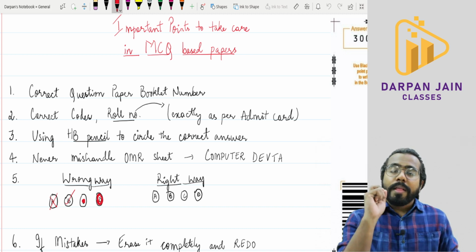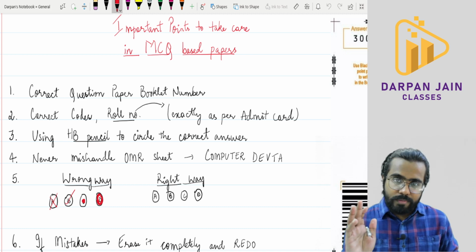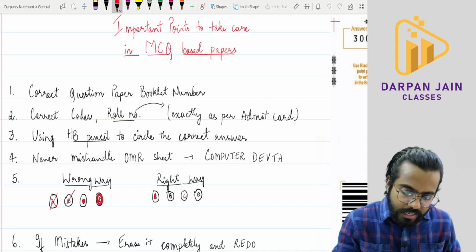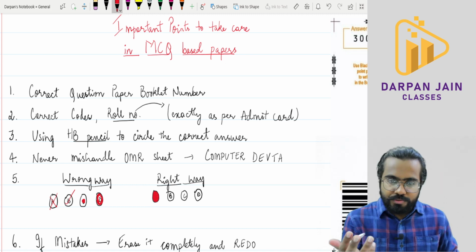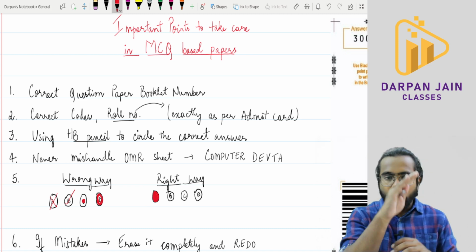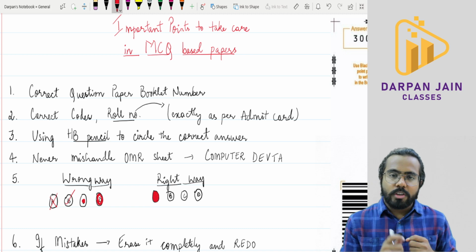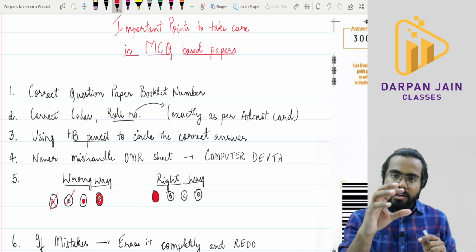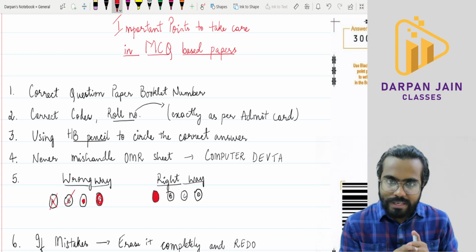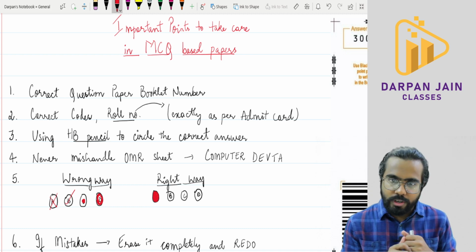Then what is the right way? The right way is to completely fill that circle. Correct? Let's say A is the right answer. Then I will completely fill this circle without going outside the circle. Right? Inside the circle, everything will be gray because you will be doing it with a pencil. But outside the circle, you should not move. Right? So this is the right way of doing it. Not your cross or tick, not just circling your borders or not just circling inside for a little bit, but the entire circle should be filled up with your pencil, with your HB pencil. Correct? So that's the right way of doing it.